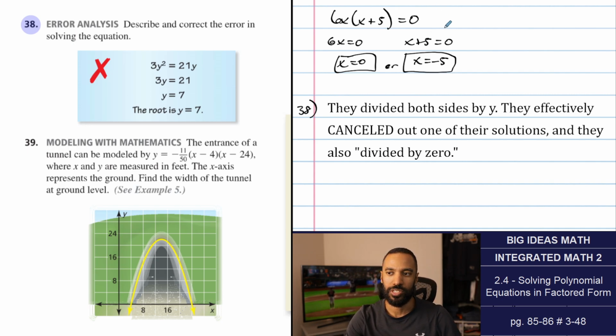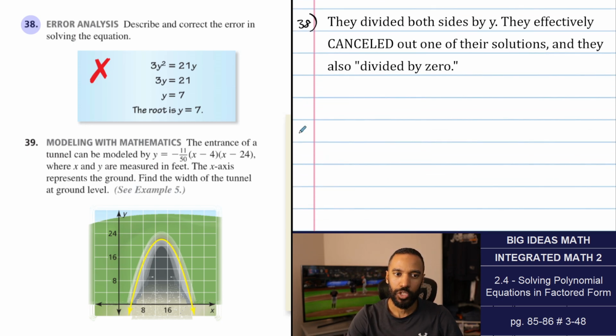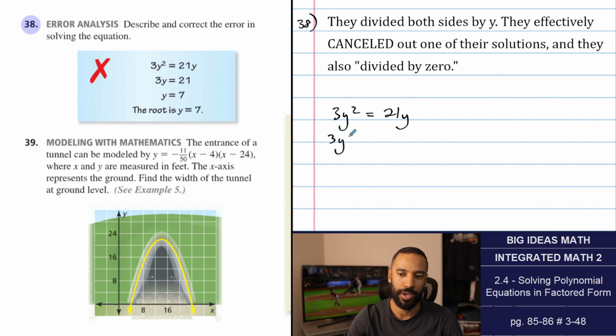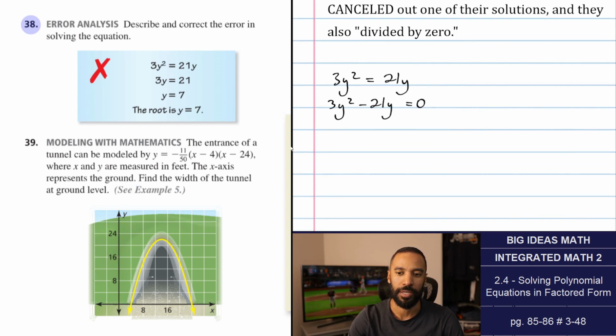So what are you going to do instead in this situation? You're not going to divide both sides by y, but you're going to factor out a y. And that can only happen if you move the 21y to the other side of the equation, set this equal to 0, and use that 0 product property. We'll factor out a 3 from 3 and 21. We'll factor out a y from y squared and y. And now you're left with 1y minus 7. And yeah, y equals 7 is one of your answers. But you know what? You forgot one.